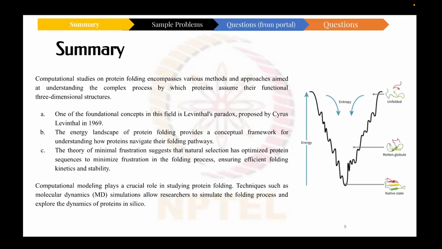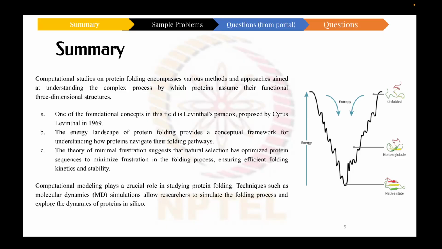The field of computational studies of protein folding encompasses various methods and approaches aimed at understanding the complex processes by which proteins assume their functional three-dimensional structures. One of the fundamental concepts in this field is Levinthal's paradox, proposed by Cyrus Levinthal in 1968.